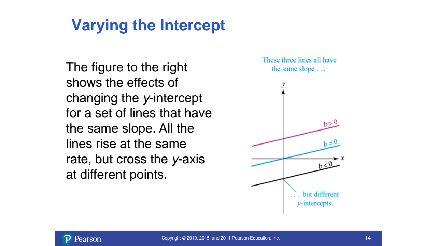And here's if you have a line with a negative y-intercept. It's going to cross the y-axis under the x-axis. So changing the slope changes the steepness of the line, and changing the y-intercept gives you a bunch of parallel lines. It changes where the line crosses the y-axis.